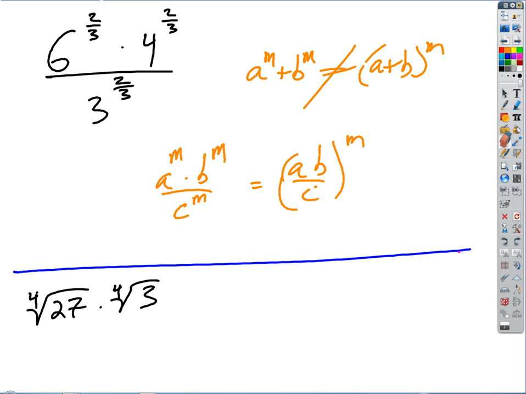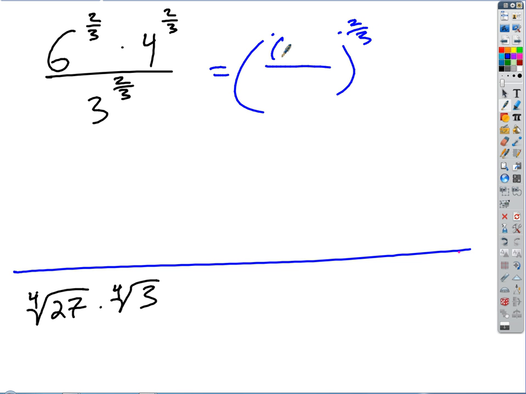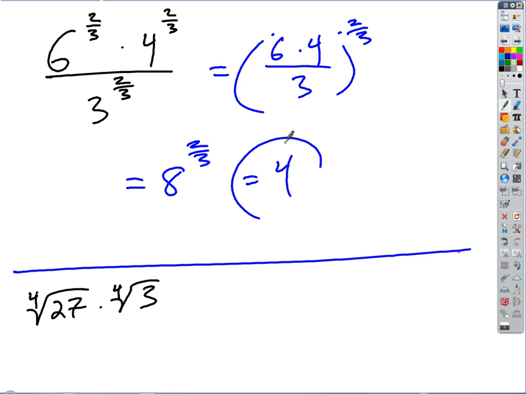So if I undistribute my 2/3, I can combine these bases. I can simplify the bases, right? They're all going to combine and simplify. I get what to the 2/3? Well, 6 times 4 over 3, which is what? 8. And what's 8 to the 2/3? The cube root of 8, squared, so 4. How about that?